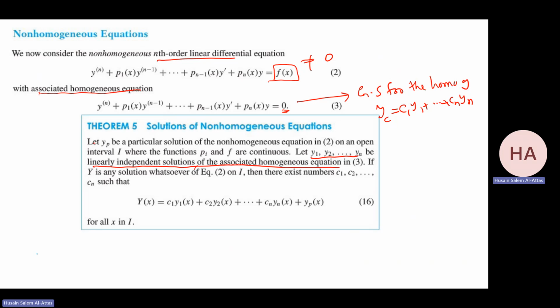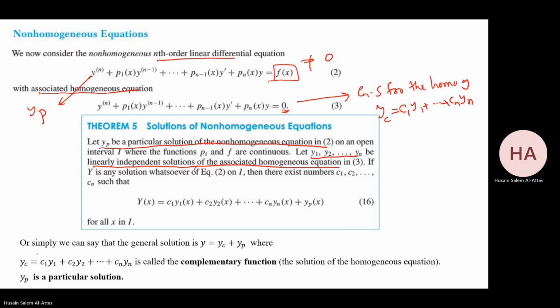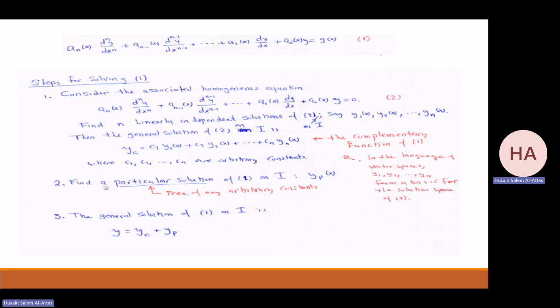Then what I will do, I will find a particular solution for the non-homogeneous. From this one, I get Yp. So the general solution for the non-homogeneous will be Yc plus Yp. Where Yc is what they call the complementary function. This is Yc, C1 Y1 plus C2 Y2 plus up to Cn Yn. And the Yp is just a particular solution for the non-homogeneous.